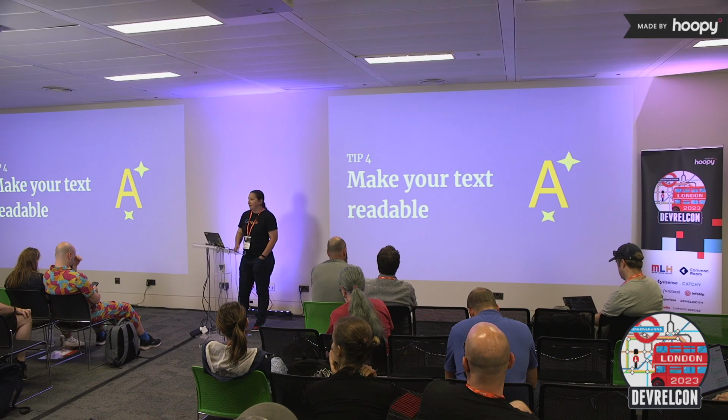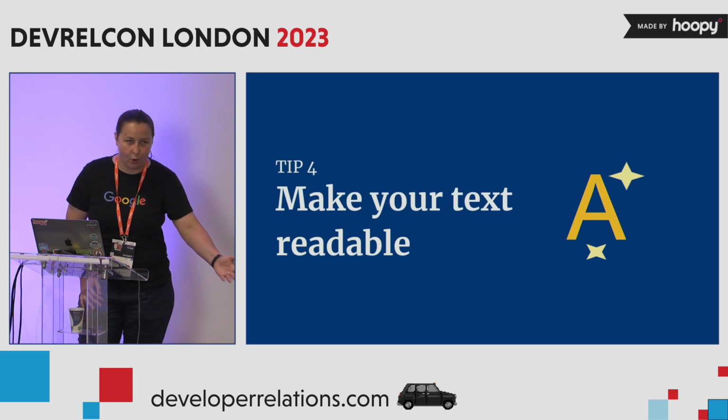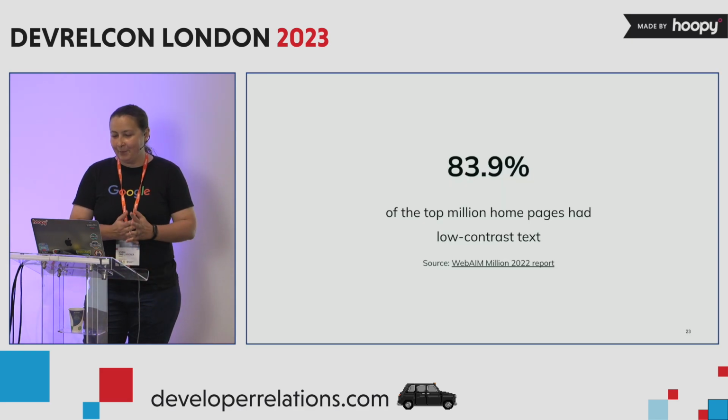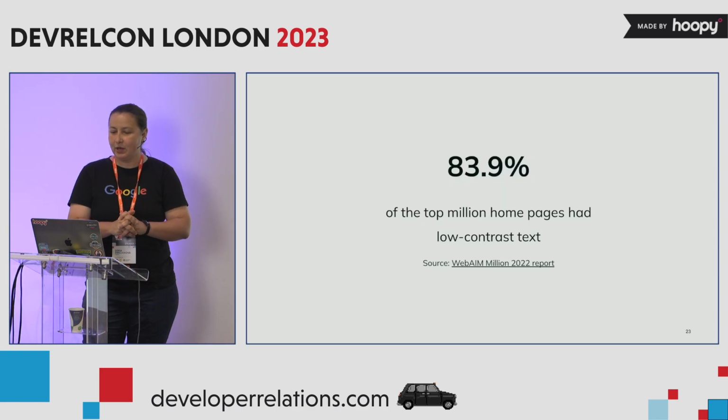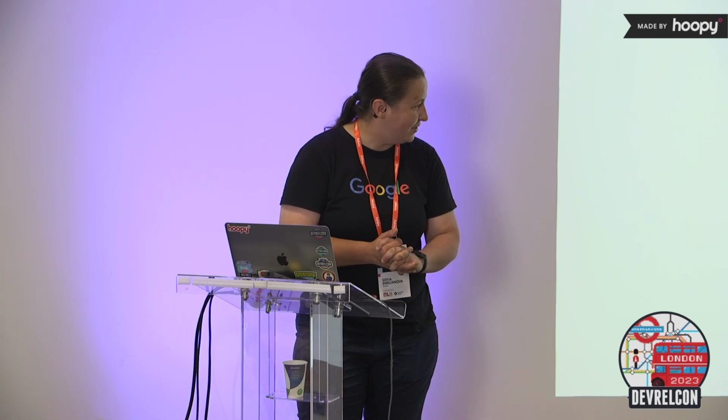Tip number 4, make your texts readable. Now, what could I possibly mean by that? Aren't texts always readable? As it turns out, not so. Here's an interesting piece of data for you, another one. About 84% of the top million homepages on the web had low contrast issues, according to a 2022 report by Web Accessibility in Mind, I think. I failed to explain the acronym, see?